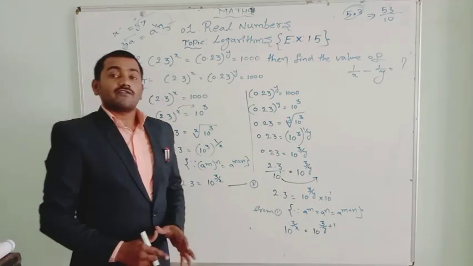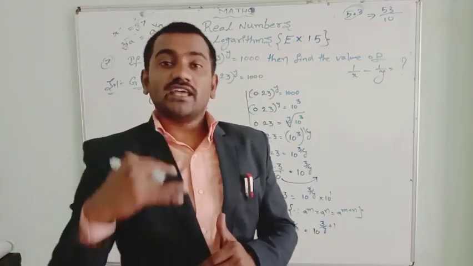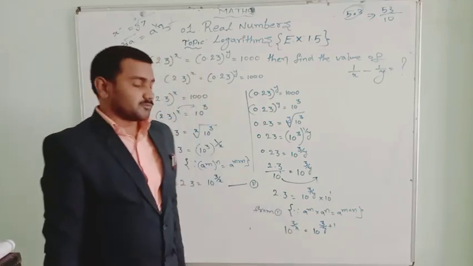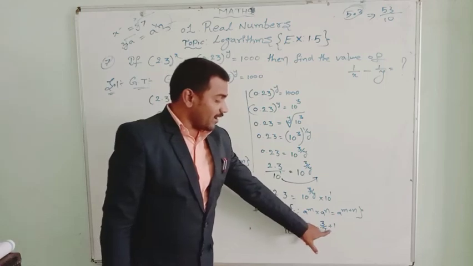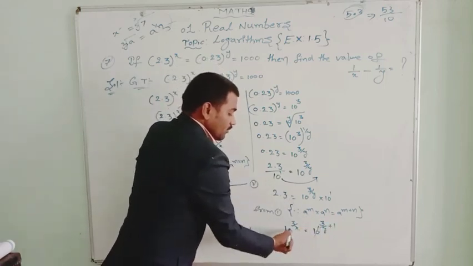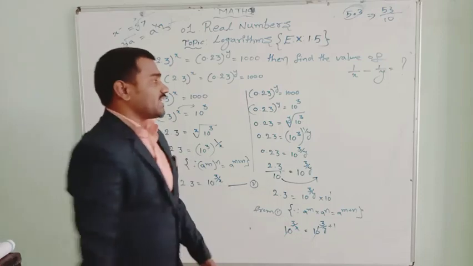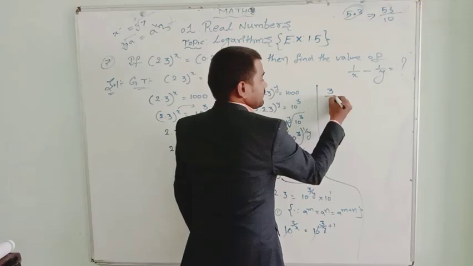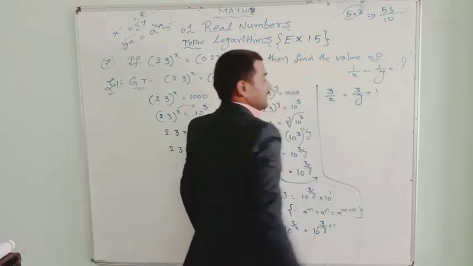Now here, using the laws of exponents, when bases are equal, then exponents are also equal. Here the bases are equal on both sides when you observe: 10 to the power of 3 by x, and 10 to the power of 3 by y plus 1. Here 10 and 10, both the bases are equal. Then we can cancel the bases and make the exponents equal. So what are the exponents here? 3 by x equals 3 by y plus 1.